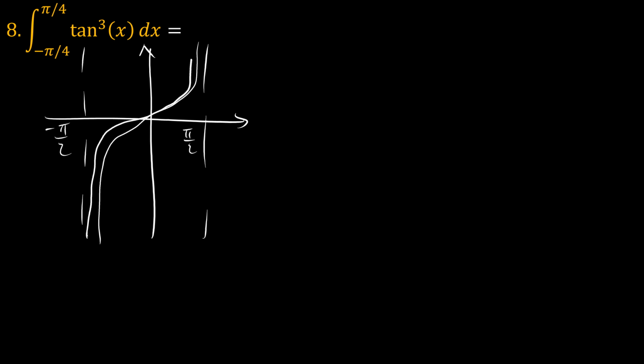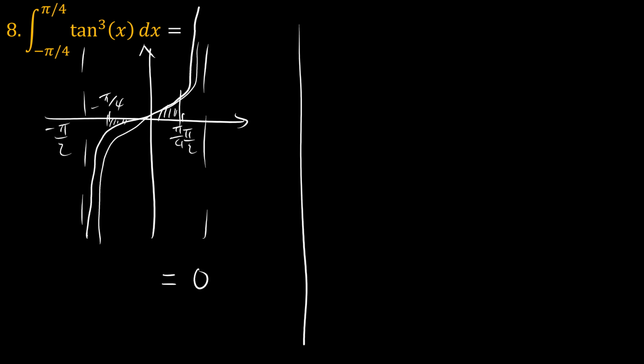That goes to infinity faster than tangent of x. Now at negative pi over 4 and then at positive pi over 4, we see that the area under the curve enveloped by the x-axis is symmetrical around each other, but one is negative and one is positive. So we quickly find that the answer is 0. So that is the first way of looking at it.